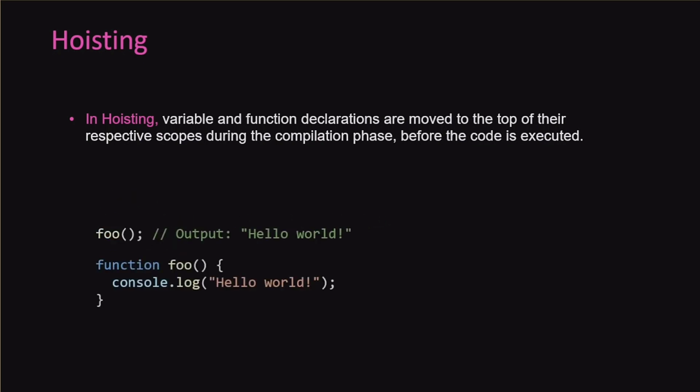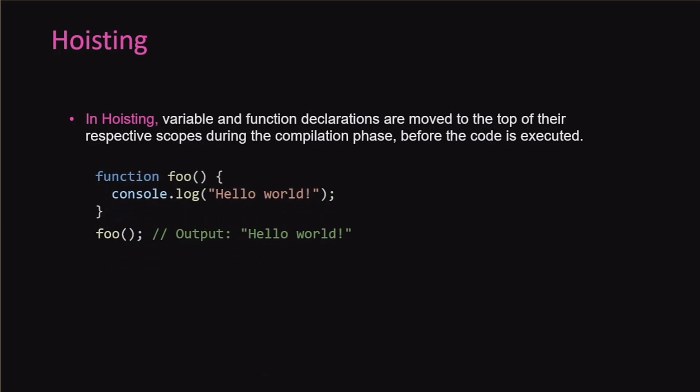Hoisting also works for function declarations, like so. Here, I am calling the function foo first without declaring it first. Because the foo function is hoisted to the top of the scope, the foo function can be called before it is defined in the code.